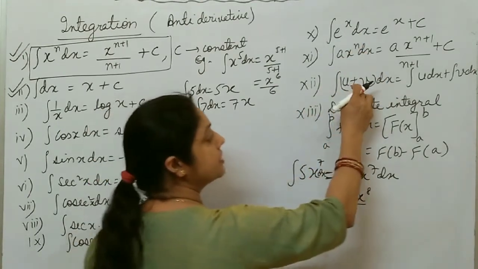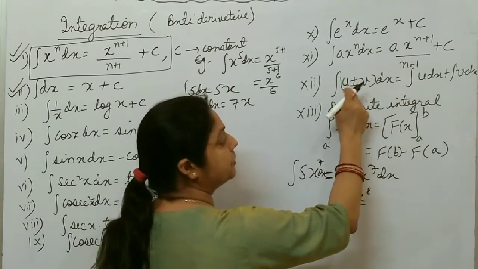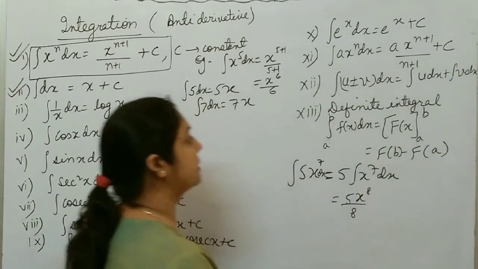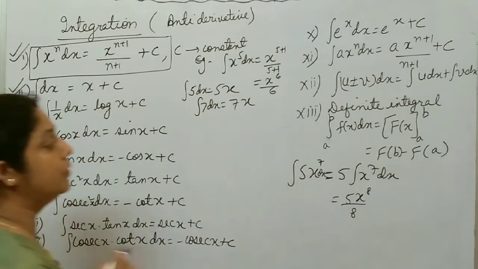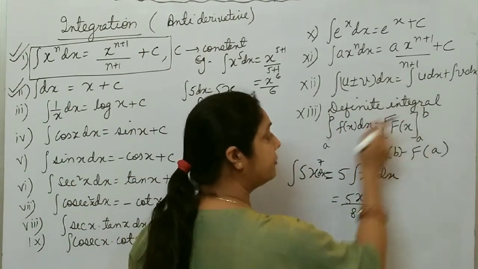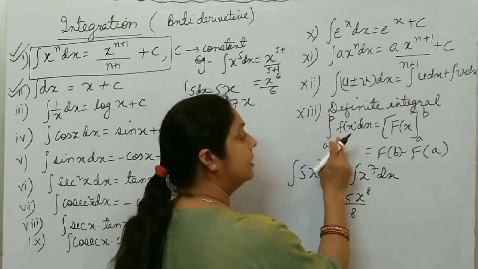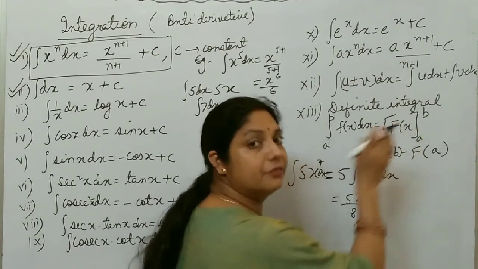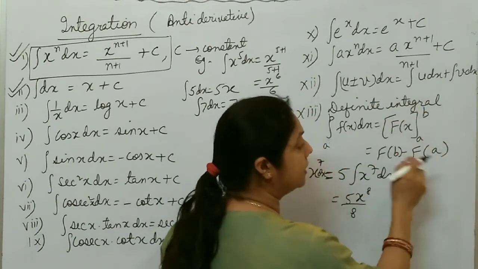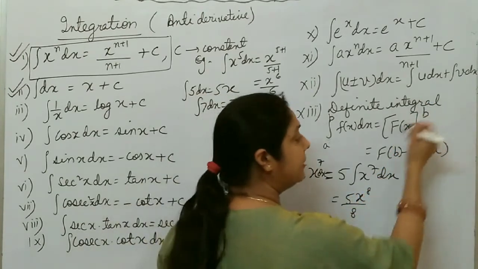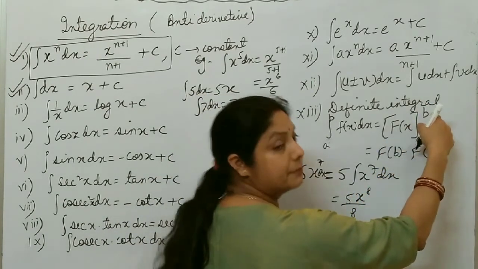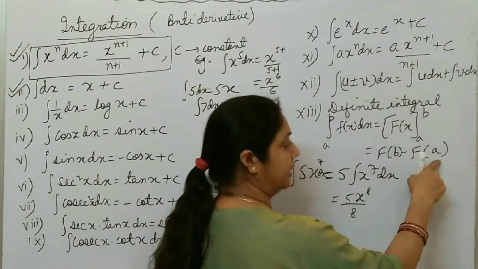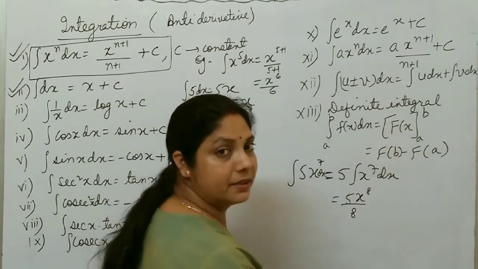If there are two functions that are added or subtracted, u plus v or u minus v, just integrate separately: integration of u dx plus integration of v dx. These are all indefinite integrals; there are no limits. But for a definite integral, there is a lower limit and an upper limit. Suppose f x is a function and its integration is capital F x. This is the result of integration, and there is a limit also, a to b. You first put the upper limit in this function, in place of x you write upper value b, minus F of the lower limit, so F of a. In this way, you put upper and lower limits and get the result.